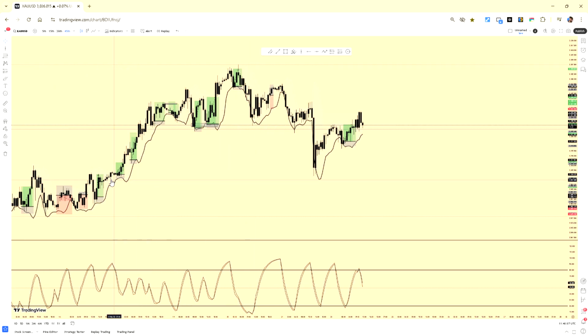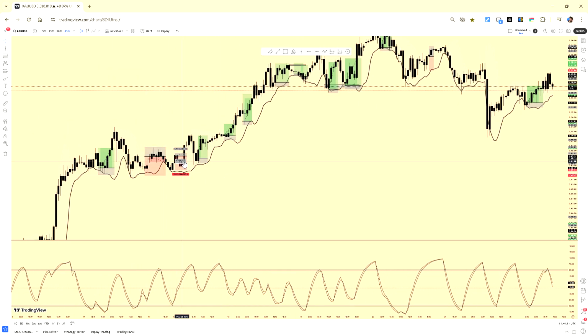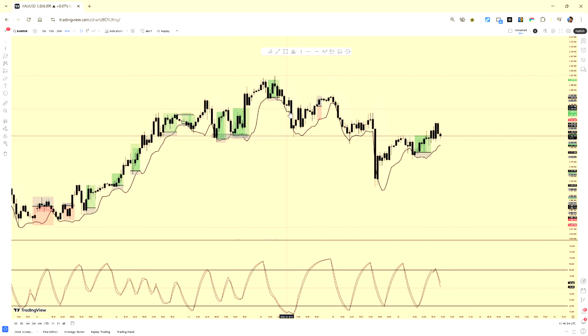Every time price hits the moving average, we're looking for a buy, again and again. So now the downtrend has taken over.